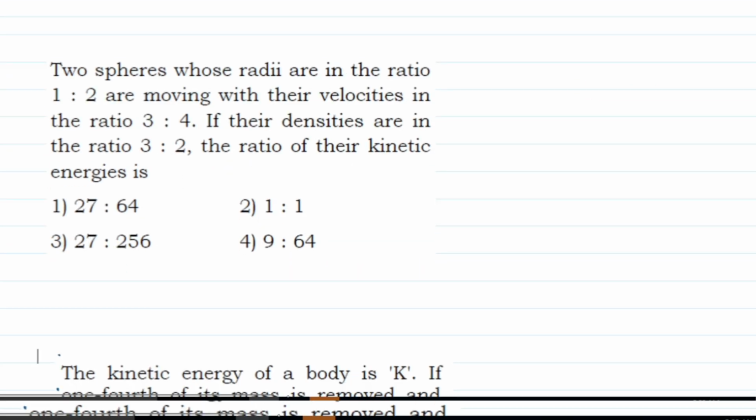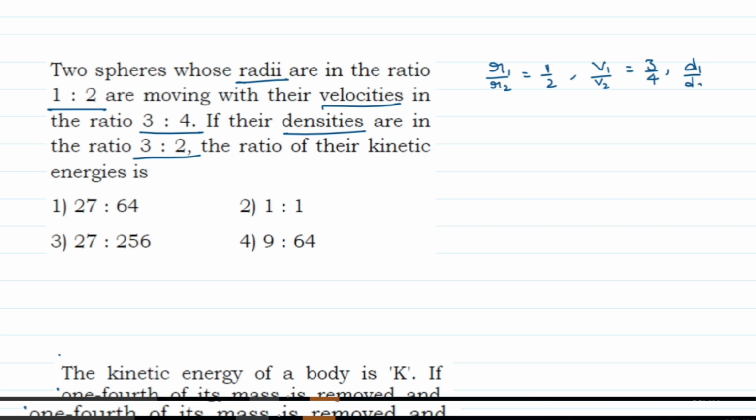Two spheres are given whose radii are in the ratio 1:2, moving with velocities in the ratio 3:4, and their densities are in the ratio 3:2. They are asking the ratio of the kinetic energies. So the radii: R1 by R2 equals 1/2. Velocities: V1 by V2 is 3:4. Densities: D1 by D2 is 3:2.